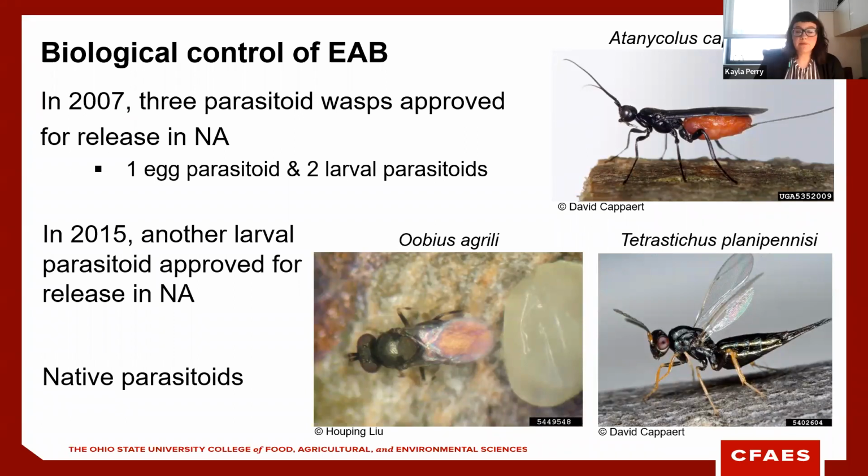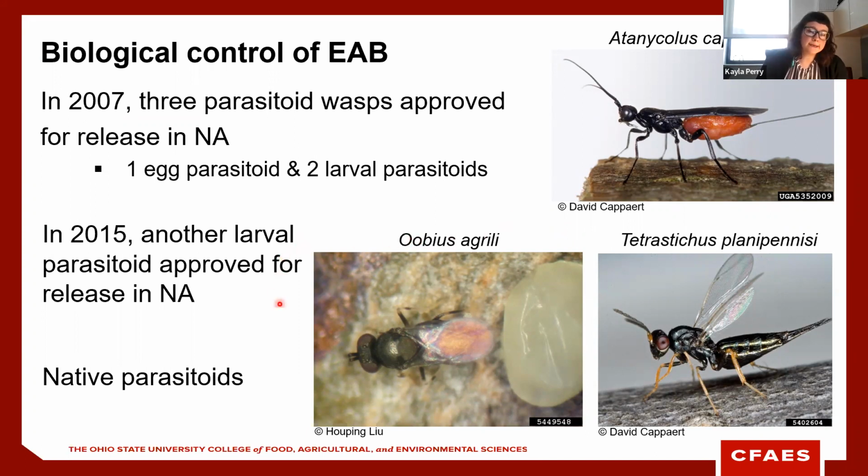There's also been some native parasitoids that have been found to parasitize EAB. And so I have a picture here. Atanicolus is one of the species that has been detected. So these are mostly generalist parasitoids. And so they've been found to parasitize EAB when populations are high, so during outbreaks of EAB. However, their parasitism rates have been variable, and it's unclear if they can provide much control at low density EAB populations.